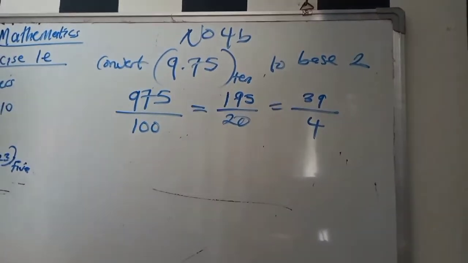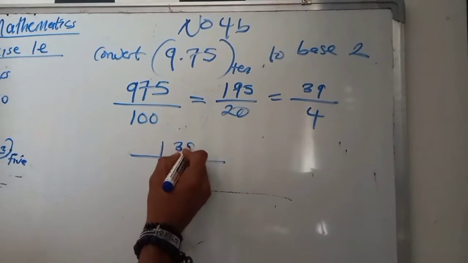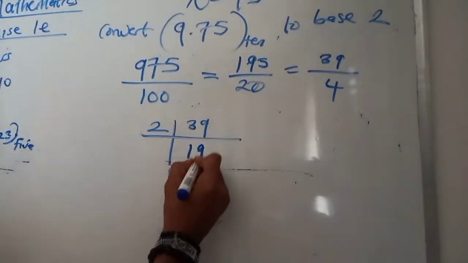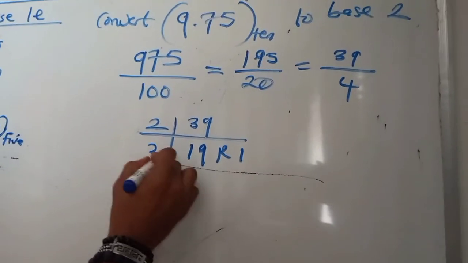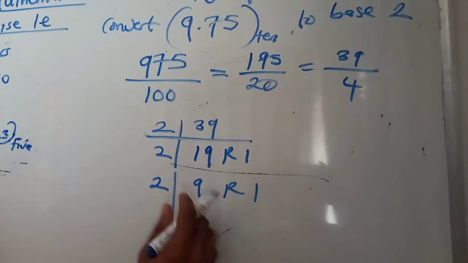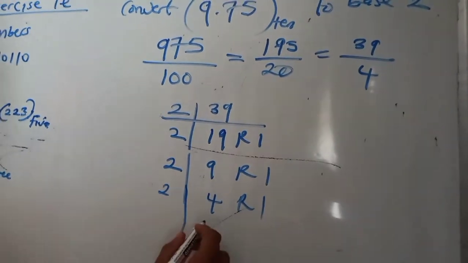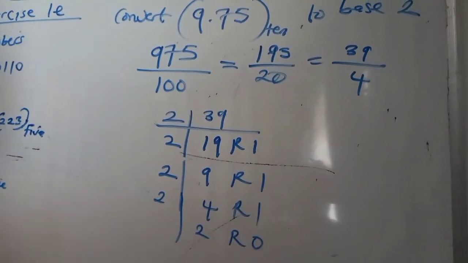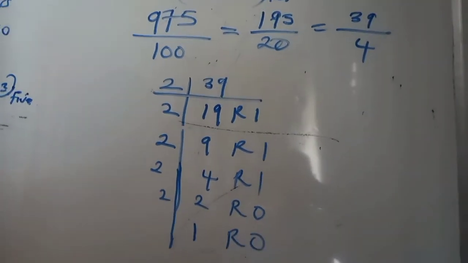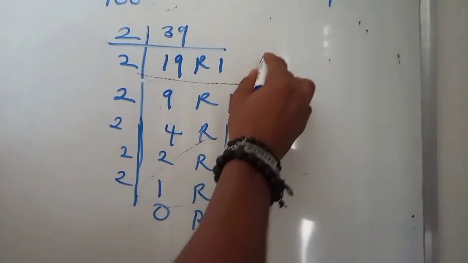I want to convert using the conversion method. So I have 39 here and my base 2. 2 going into 39 is 19 times remainder 1. 2 going into 19 is 9 times remainder 1. 2 going into 9 is 4 times remainder 1. 2 going into 4 is 2 times remainder 0. 2 going into 2 is 1 time remainder 0. 2 going into 1 is 0 remainder 1.